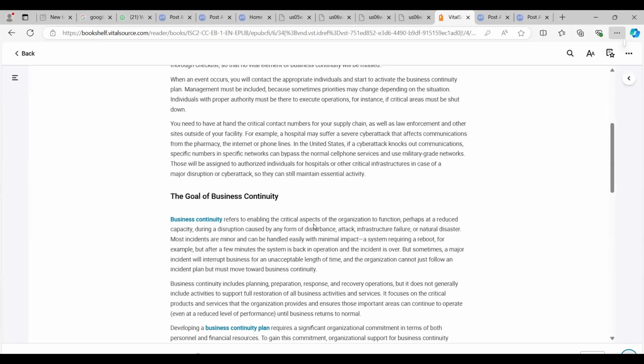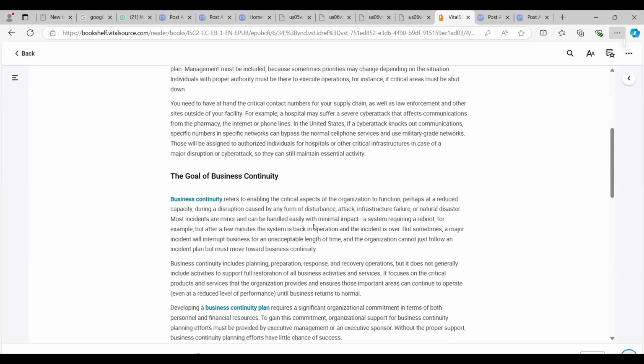So those will be assigned to authorized individuals for hospitals or critical infrastructure in case of a major disruption or cyber attack. That's like their backup. If the primary, normal communication is off, then they have a backup, so they can still maintain essential activity. So this is the goal of business continuity.